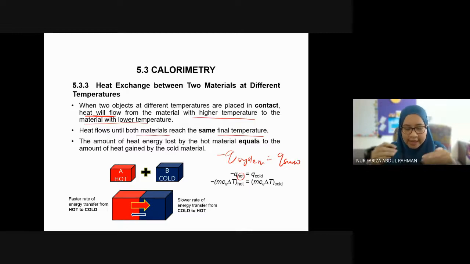Because at the end of the day it will balance. How do we know that it is already at equilibrium? When we check the temperature, there is no change in temperature. That indicates that the heat transfer is now at equilibrium. So the concept is the same.